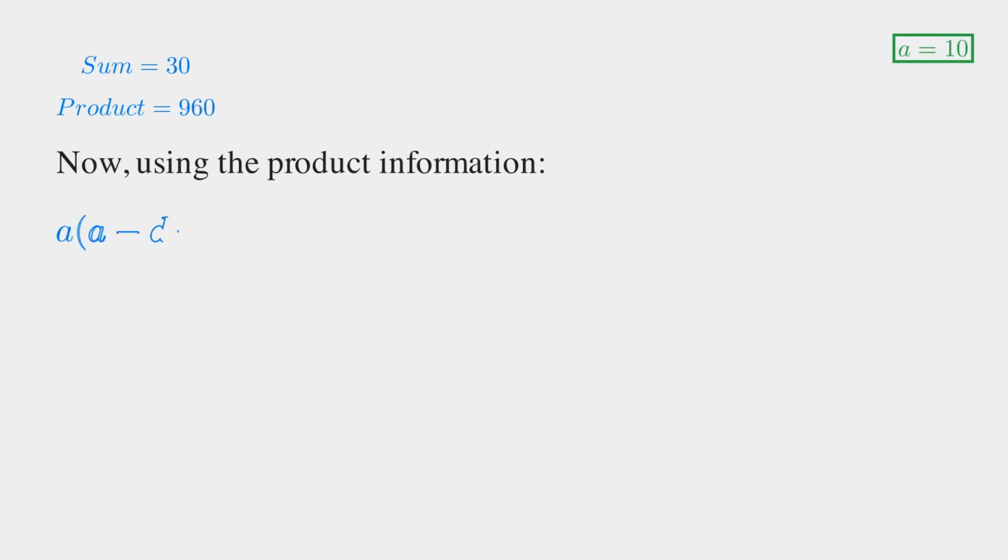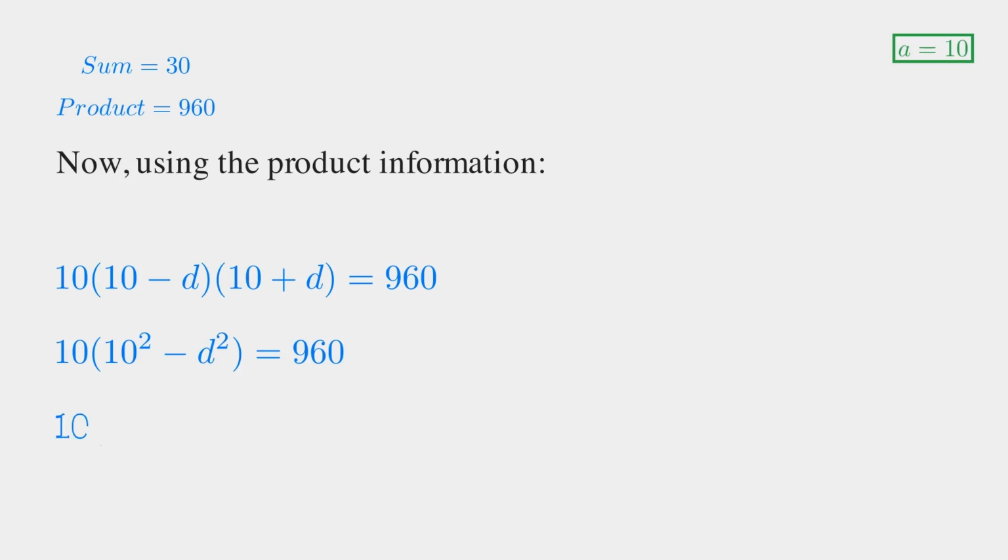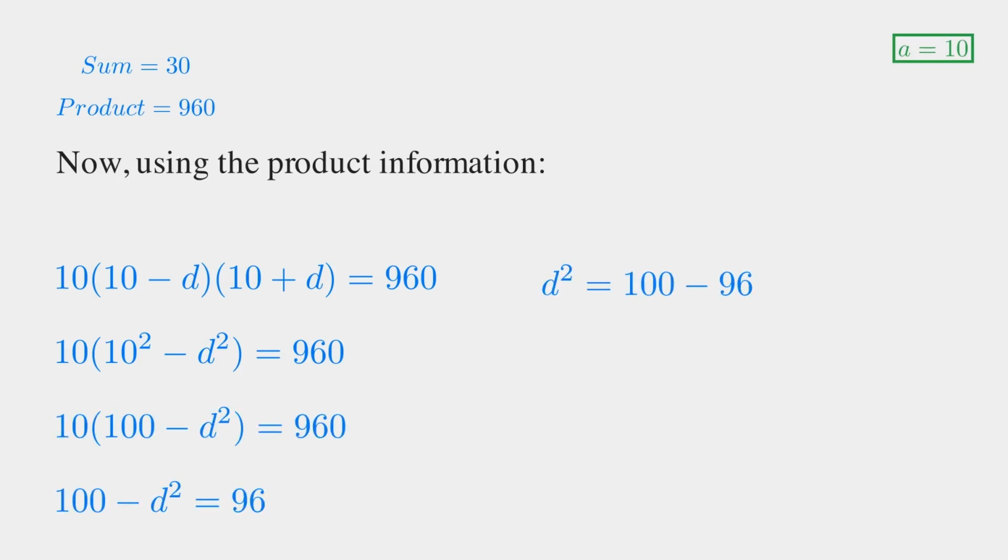Next, we use the product information. The product is a multiplied by (a minus d) times (a plus d), which is equal to 960. Replacing a by 10 into our product equation gives us 10 times (10 minus d) times (10 plus d) equal to 960. Now, if you divide by 10, you get (10 minus d) times (10 plus d) equals 96. This is the difference of 2 squares.